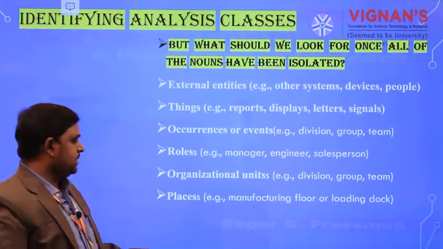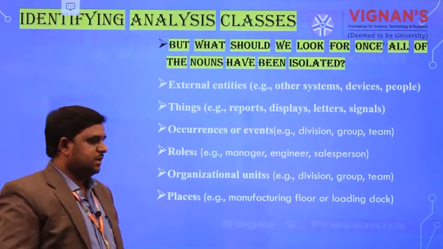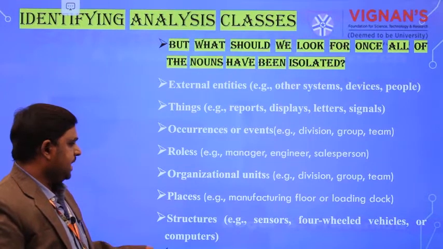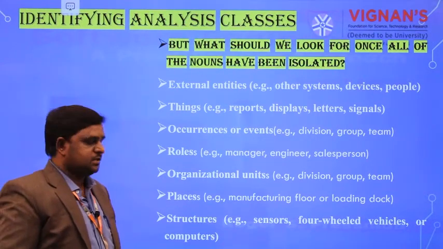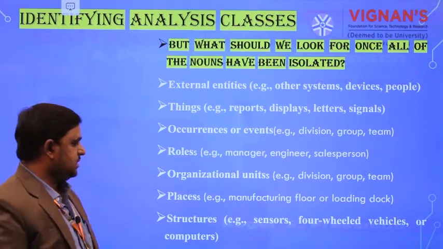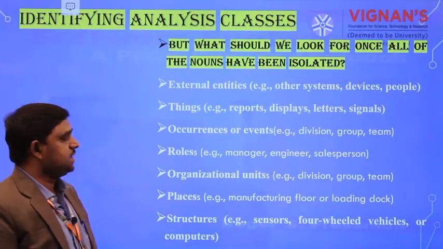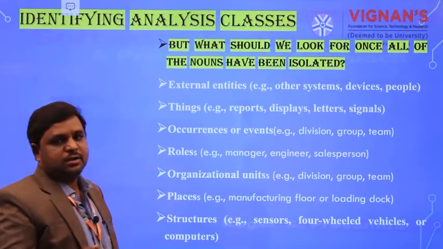Next, places. In places we are going to see, for example, manufacturing floor or loading dock. Finally, structures. In structures we are going to check, for example, sensors, four-wheel vehicles or computers. So these are the things we are going to see when we isolate the nouns.